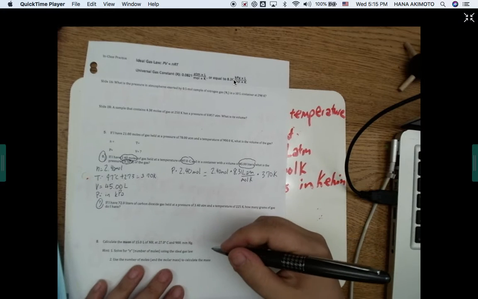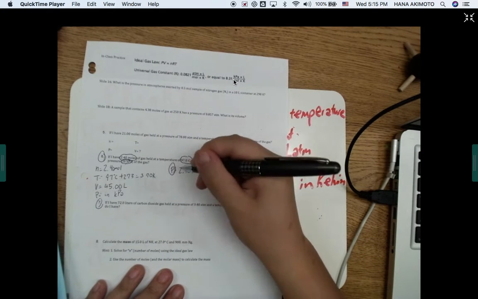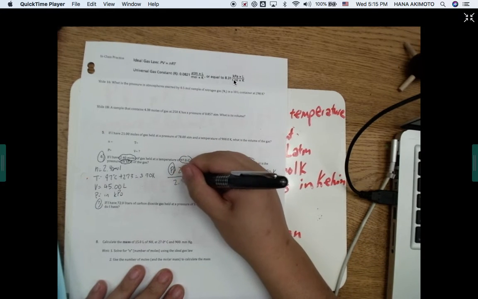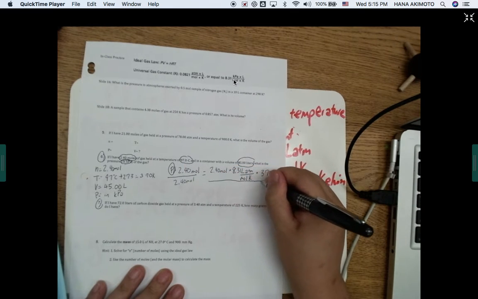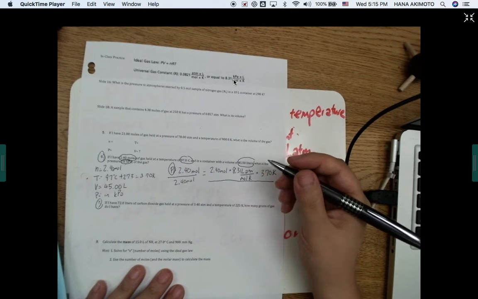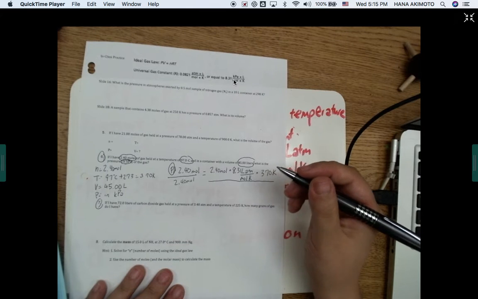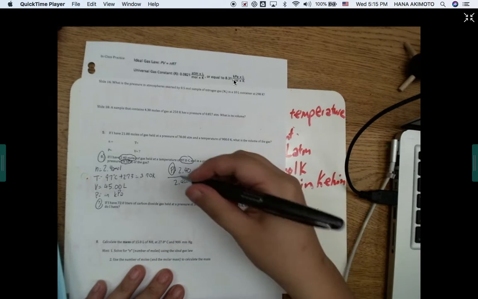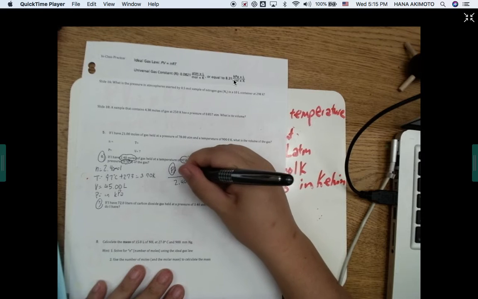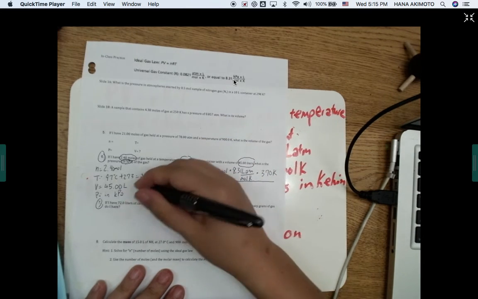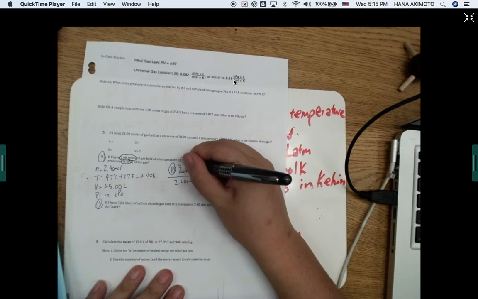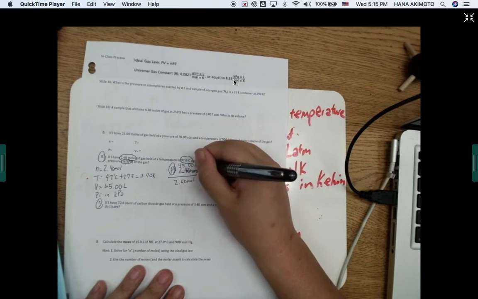Okay, I have to isolate P, so I'm going to divide by 2.40 mole. Oh, that's what I did wrong. This isn't right. This is volume. So volume would be 45.00 liters.